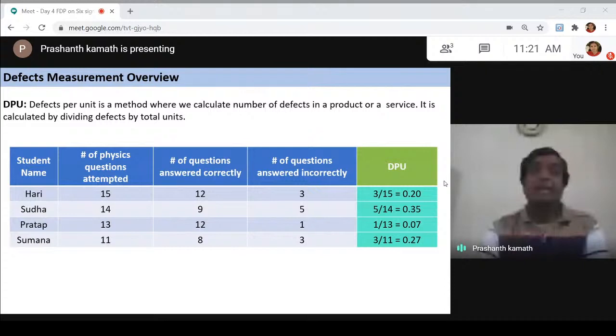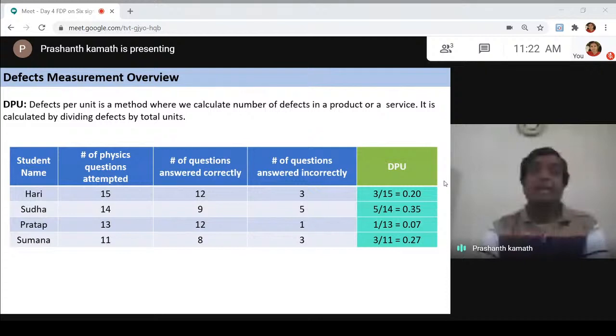But how do we infer this? Lesser the DPU, better is the performance. Lesser the DPU, better is the performance, right? Of the 4 students, whose DPU is the least? Pratap. Pratap has 0.07, correct? But he attempted only 13 questions. Hari attempted 15 questions.